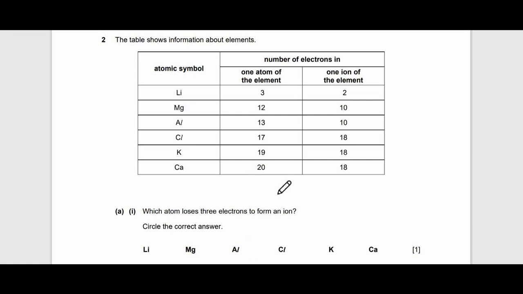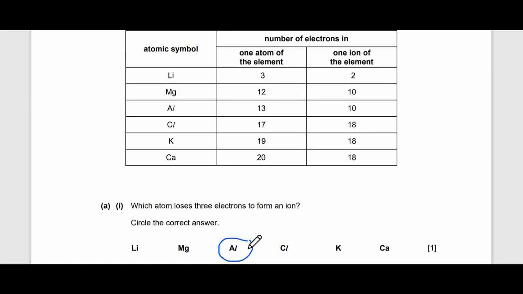So you got your answer. Let's open it up. Well, the answer is Al. How do we know? The reason is it loses 3 electrons. So for Al, the number of electrons in one atom is 13. When it loses 3, we minus 3, so it becomes 10. So that will be the clue for the answer.